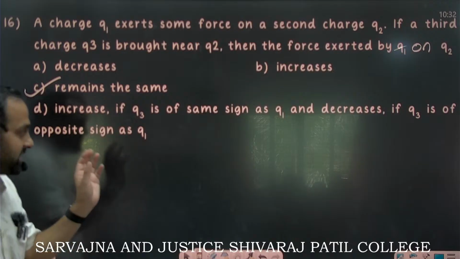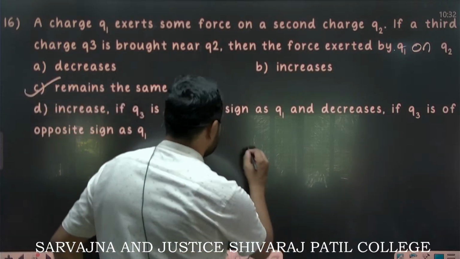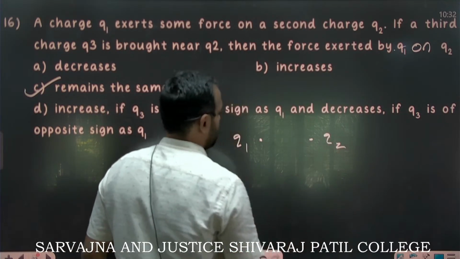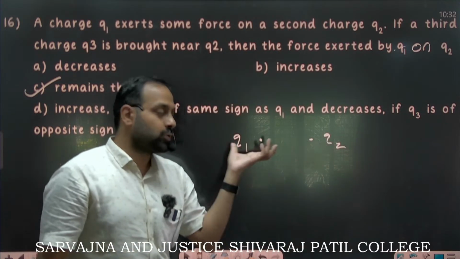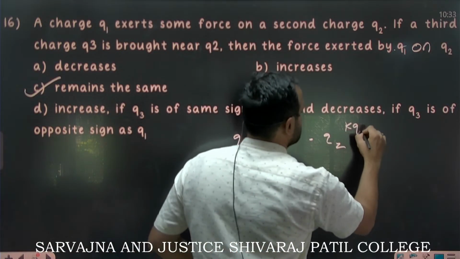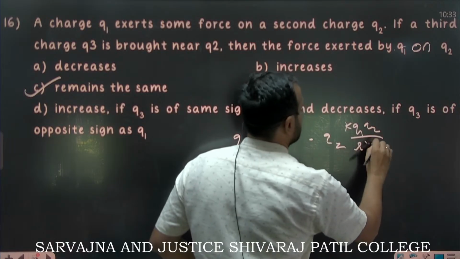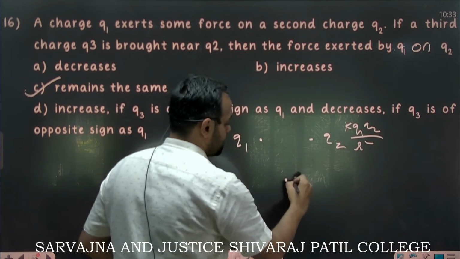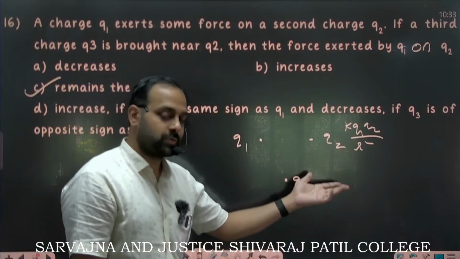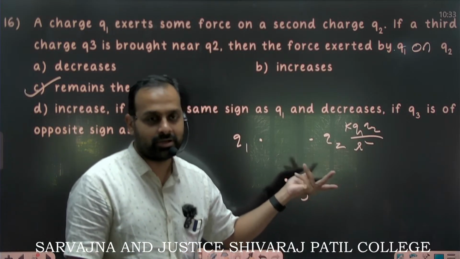But if the question is changed slightly like this, this is Q1, this is Q2. Now near Q2 only Q1 was there. The force on Q2 is K Q1 Q2 divided by R square. Now if you bring another charge Q3, what will be the force on Q2? It will not be same.